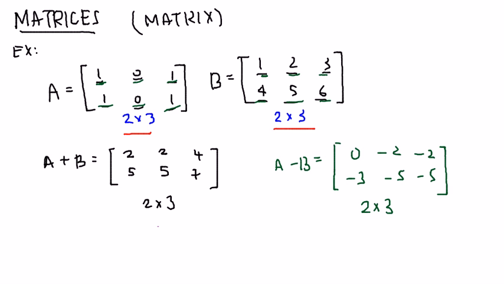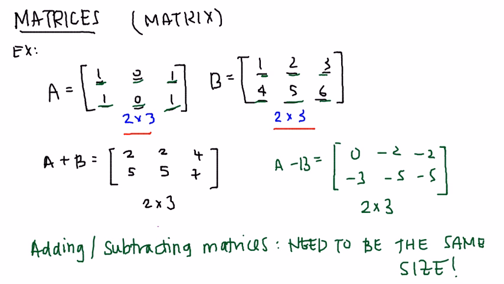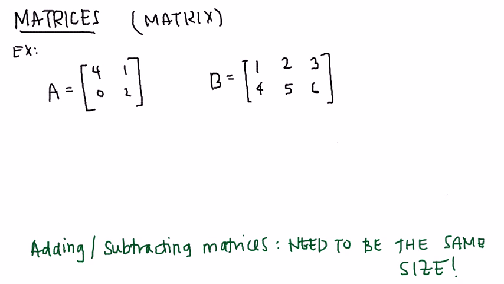So when we add and subtract matrices, these matrices need to be the same size. So for example, if I ask you to add these two matrices, clearly you cannot because this is a 2 by 2 and this is a 2 by 3.